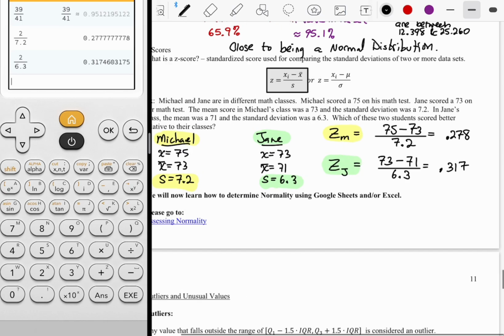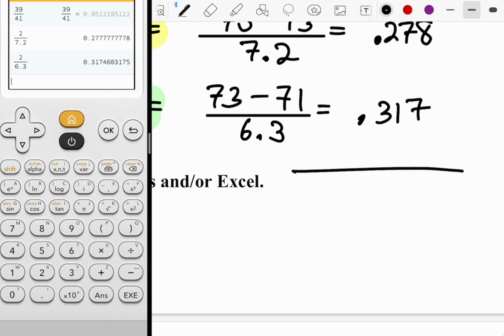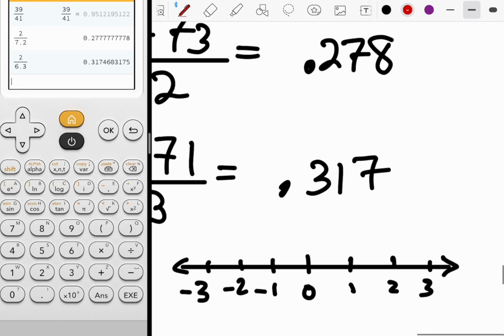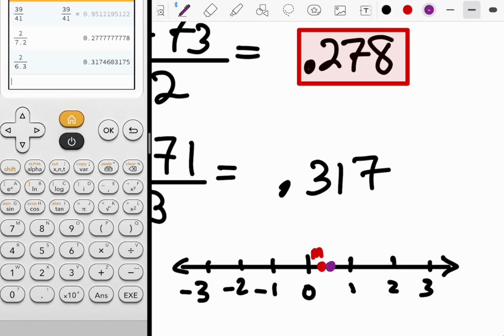In the form of a number line, if I go out 3 places to the left of 0 and 3 places to the right, that's the standard. I would plot 0.278 somewhere around here, and I would plot 0.317. Not really sure exactly where, but I do know it's to the right of it, just a smidge. So we have Michael here and Jane here.